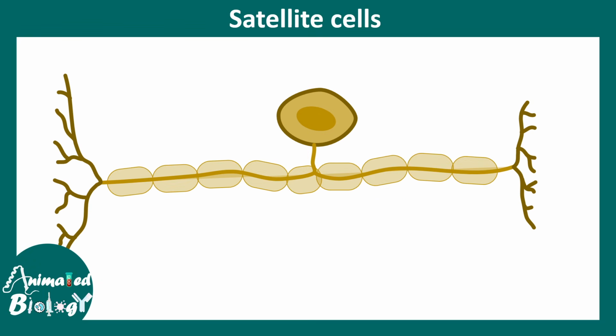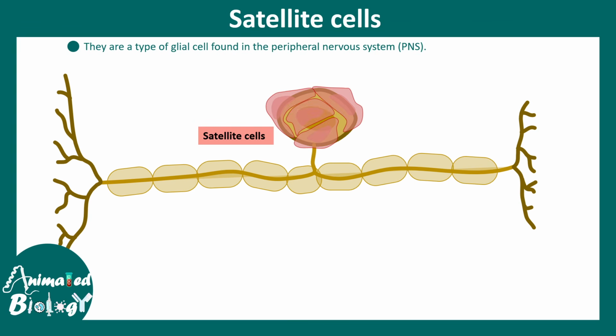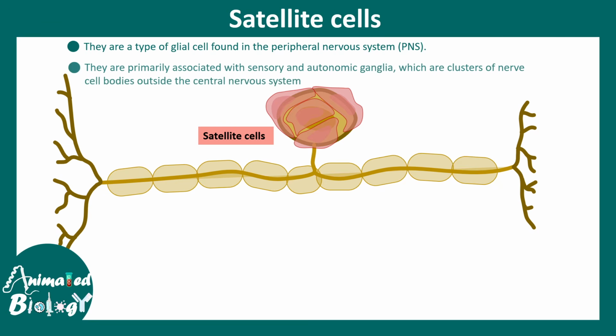Now let's talk about the satellite cells. We are talking about satellite cells because they live in the peripheral nervous system. Remember, astrocytes were only present in the central nervous system. Satellite cells are a glial cell type which are enriched in the peripheral nervous system. Specifically, they are found in sensory and autonomic ganglia, which are clusters of nerve cell bodies outside the central nervous system. So they are closely associated with the cell bodies of these neurons.